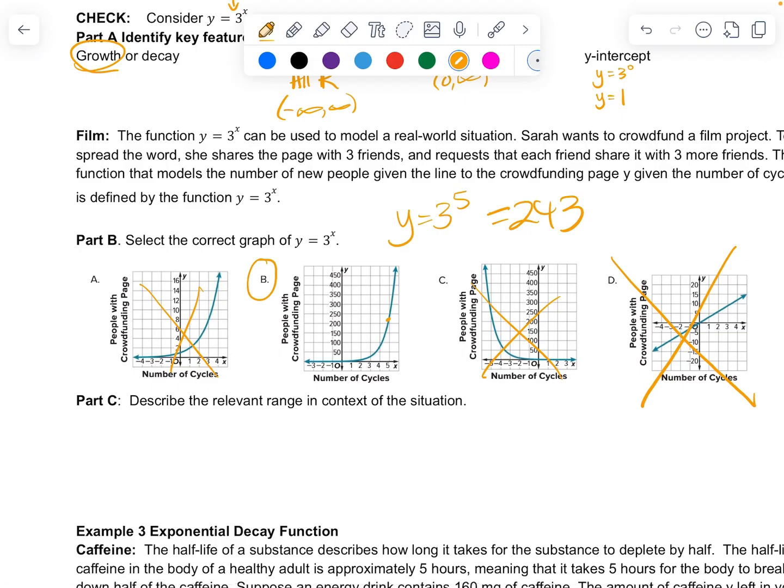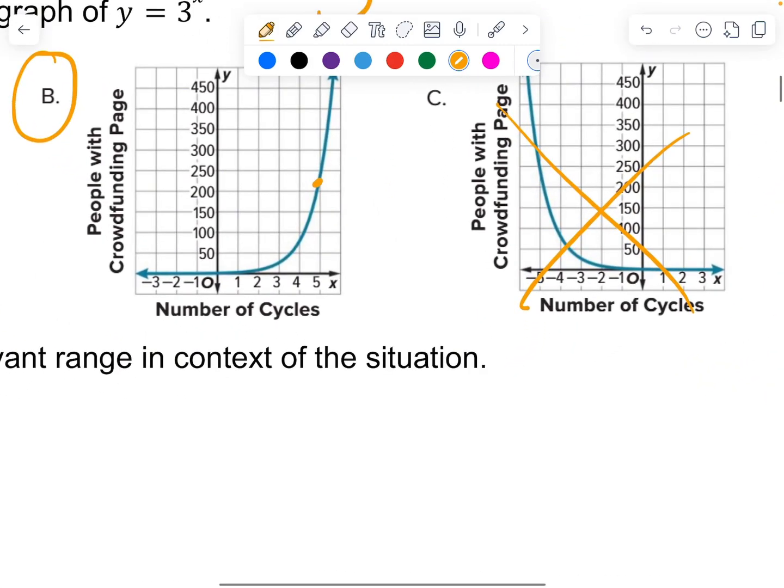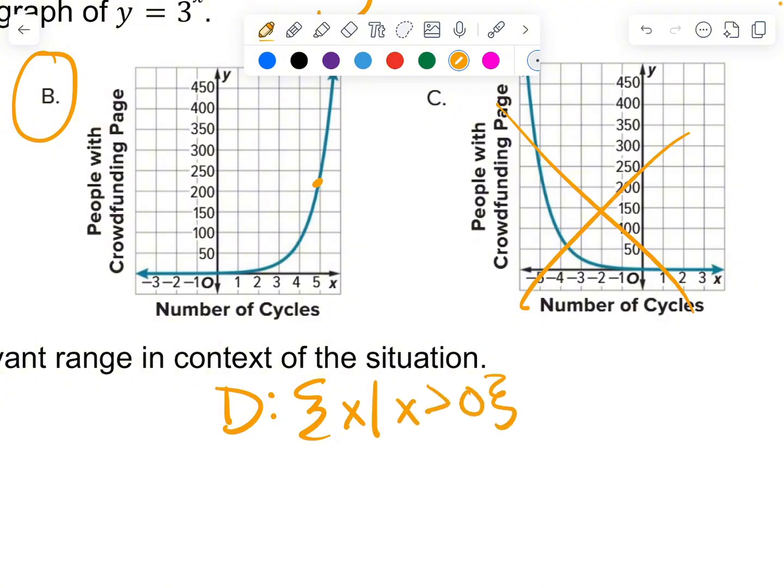Okay? So relevant range. Well, your domain has to be greater than, that's not domain. Your domain, x has to be greater than what? It has to be greater than 0, right? Oh, that was a horrible set notation. You can't have less than 0 people. And your range, guys, you're going to have number of people.